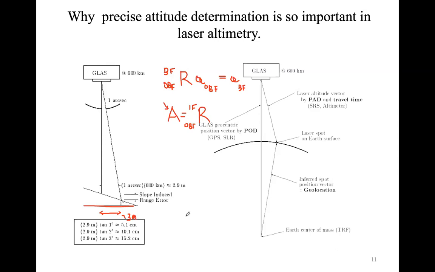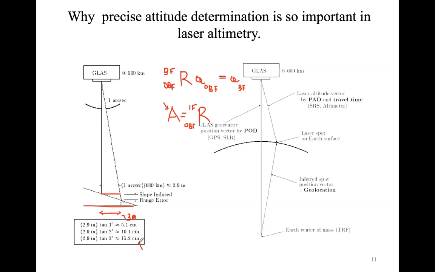So if you have a slope of 1 degree, basically you are making a vertical error. This vertical error can be approximated by these 3 meters times the tangent of that angle. So the discrepancy of the vertical distance between this one and this one is about 5 centimeters. But if you have a slope of 3 degrees, you have an error of about 15 centimeters.